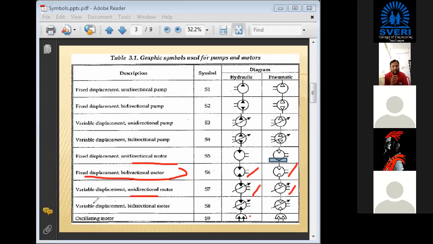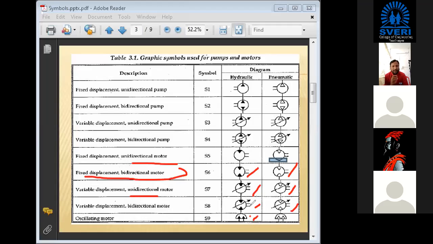Then variable displacement bidirectional motor. See this one. The symbols I have presented in this slide are all used for pump and motor. Variable displacement bidirectional motor for pneumatic system, this one. Now, if your motor is oscillating, then it has a separate symbol. You can see this one.